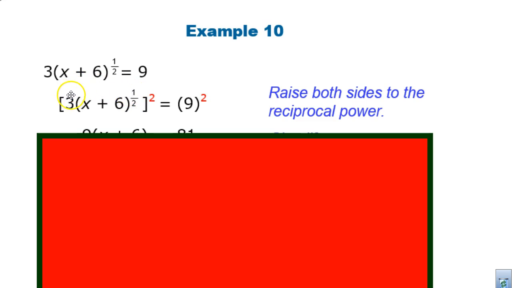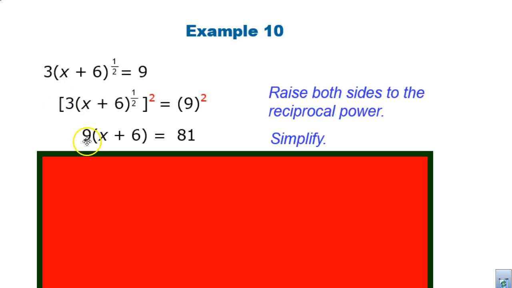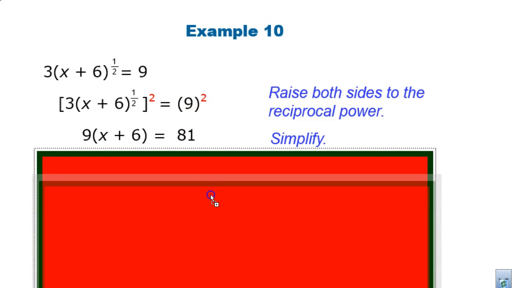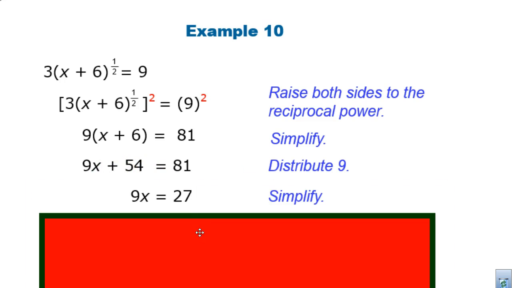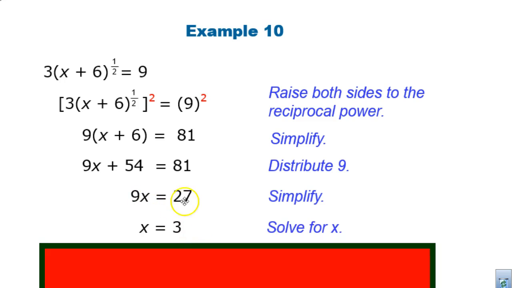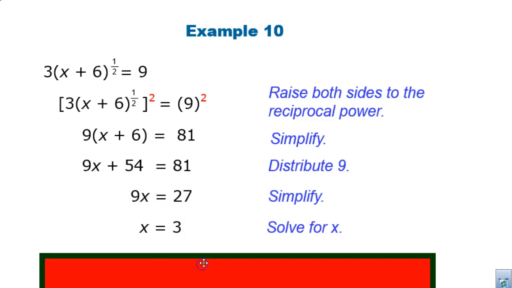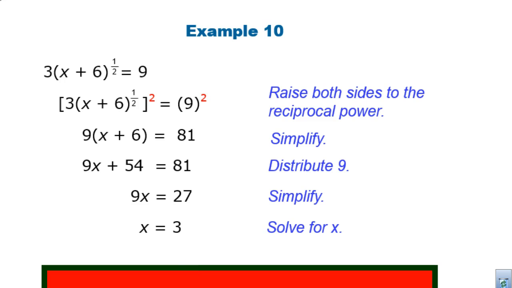Remember, when you raise things that are multiplied together to a power, you have to raise both of them to that power. So 3 squared is 9. (x plus 6) to the 1/2 power squared is x plus 6. 9 squared is 81. Every part has to be raised to the second power. We're going to distribute the 9 to give us 9x plus 54. And then solve this equation by subtracting 54 and then dividing both sides by 9. That gave us x equals 3. We have solved for x. It's the only solution that we got.